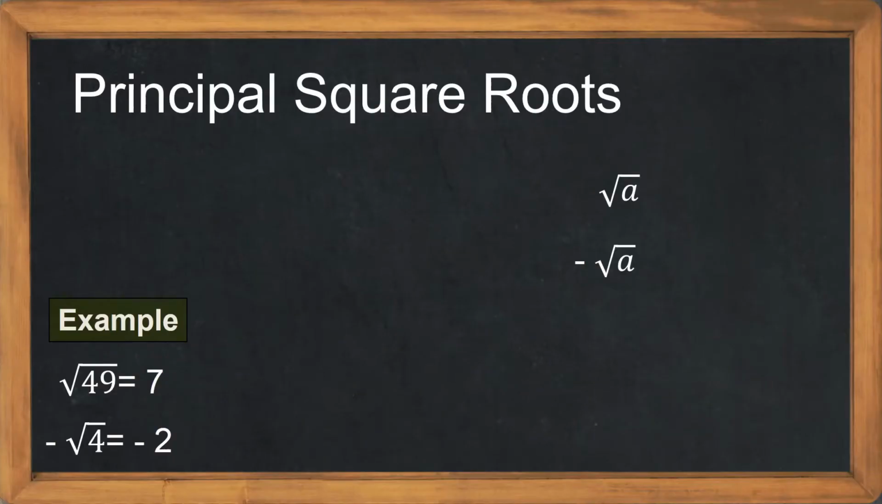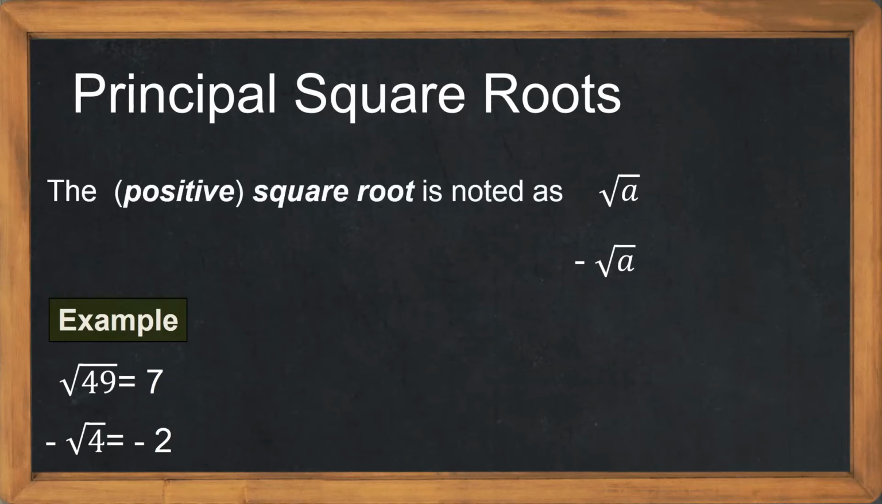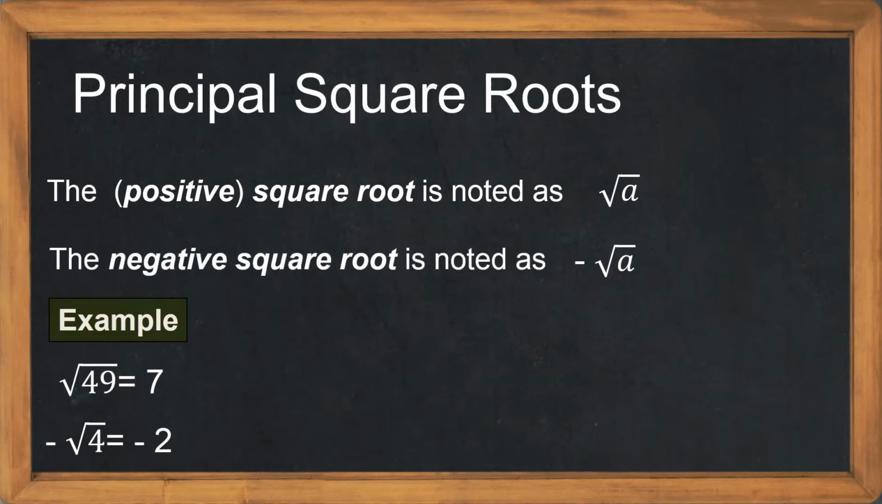First of all, you need to know that when I say a radical or square root, the positive square root is noted as radical A, and the negative square root is noted as minus radical A. But you have to keep in mind that radicals can never have a negative number inside. So radical minus 2, for example, is impossible, but minus radical 2 is acceptable.